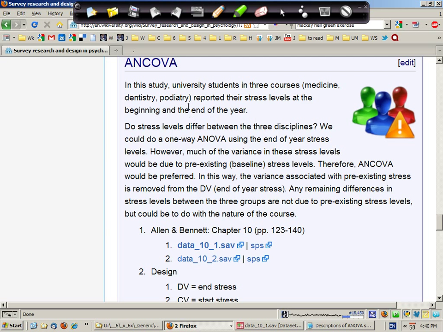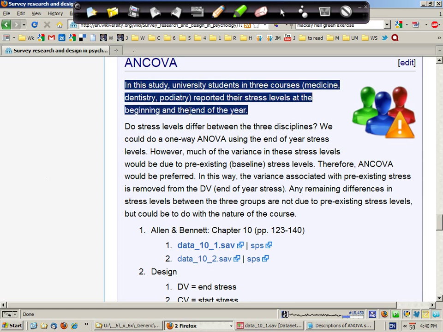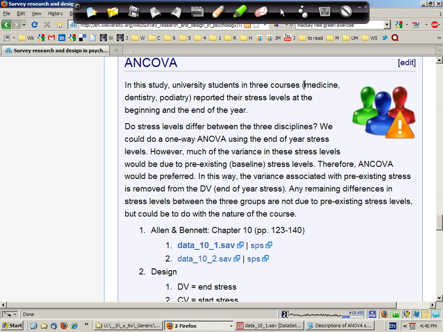So in this scenario, we have university students studying three different courses: medicine, dentistry, and podiatry. And we have their stress levels at the beginning and at the end of a particular year. So this is within subject data. Stress is measured over time, beginning and end of the year, and we have the between subject variable of course studied.